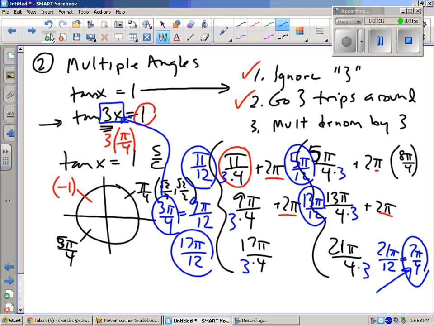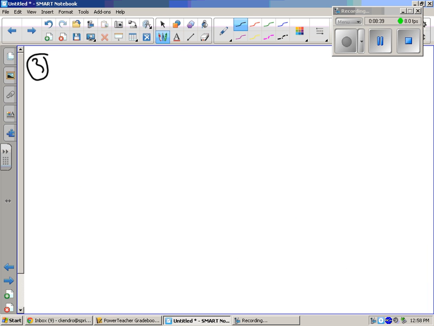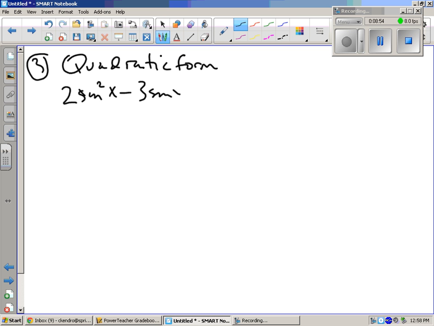The third scenario is quadratic form. Okay, so quadratic form. So if I have a quadratic, 2 sine squared minus 3 sine plus 1 equals 0. Now, again, I'm going to do the algebra version over here so you can see the process. Turning sine into a, I have 2a squared minus 3a plus 1. Same problem, I just switched the a in for the sine.